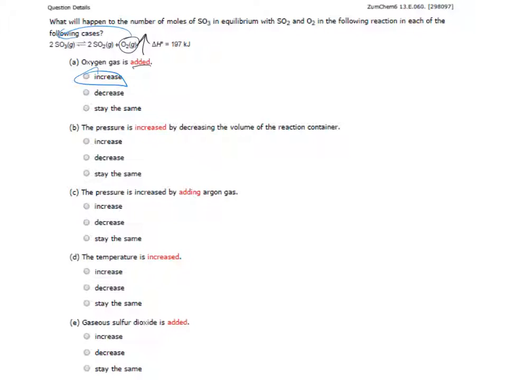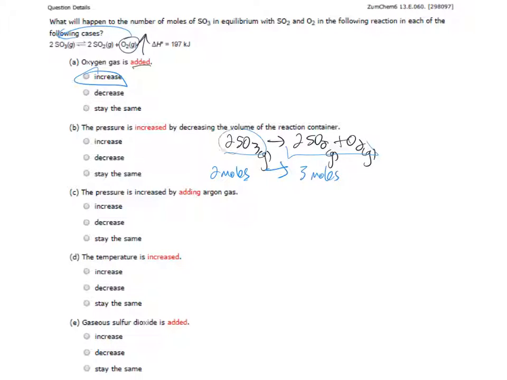Part B, the pressure is increased by decreasing the volume of the container. Well, in the equation, everything is a gas, and we have 2 gaseous moles on the left side of the equation. If you add together SO2 and O2, that's 3 moles of gas on the right side. An increase in pressure will cause a shift toward the side of the equation with fewer moles of gas because the equilibrium shift attempts to relieve the increased pressure. So the shift left is indeed the side where SO3 is present, and so we see an increase in SO3.